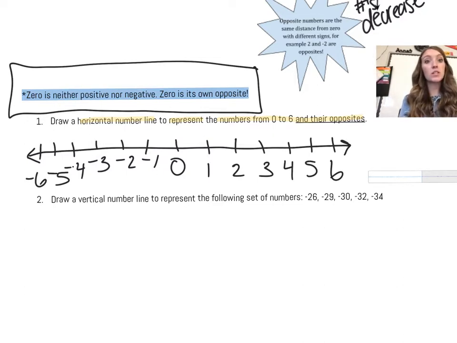Represent tells me that I'm going to plot points, so I want to represent the numbers from 0 to 6 and their opposites. So I'm going to start here. 6, 5, 4, 3, 2, 1. I'm going to skip 0 because 0 is its own opposite and have negative 1, negative 2, negative 3, negative 4, negative 5, and negative 6. And that is what my number line will look like. It's representing 0 to 6 and their opposites.